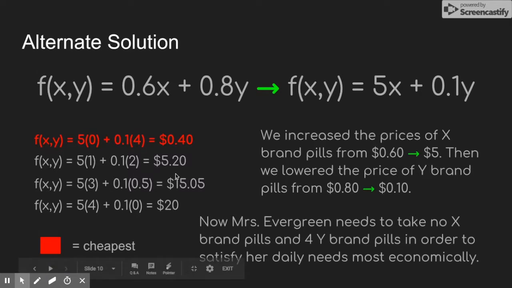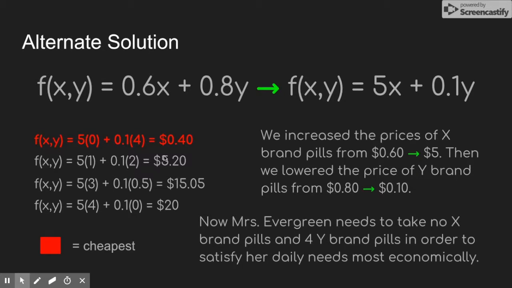We increase the price of the X brand pill from 60 cents to $5, and then we decrease the price of the Y brand pill from 80 cents to $1.10. Now Miss Everdeen needs to take no X brand pills and 4 Y brand pills in order to satisfy her needs most economically.